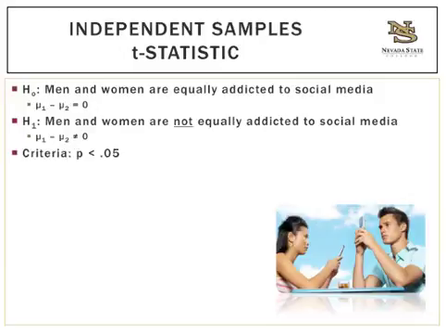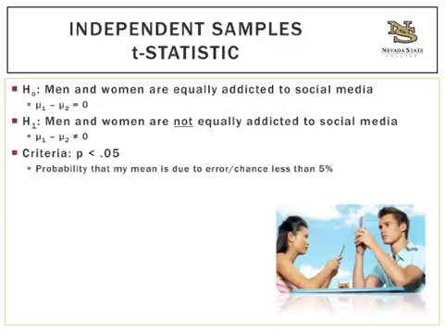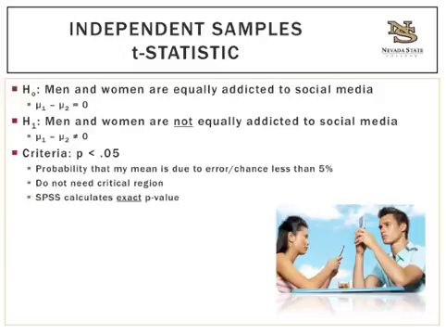Again, the criteria is that we have a p-value of less than 0.05. If we get that, then we will reject the null and we will have found support for the hypothesis that men and women are not equally addicted to social media. This is the probability that the mean difference really is due to error or chance, right? And so if there is a difference between them, usually we're hoping that it's not due to error or chance, that it has something to do with real true gender differences. So we don't need a critical region because SPSS calculates our exact p-value.